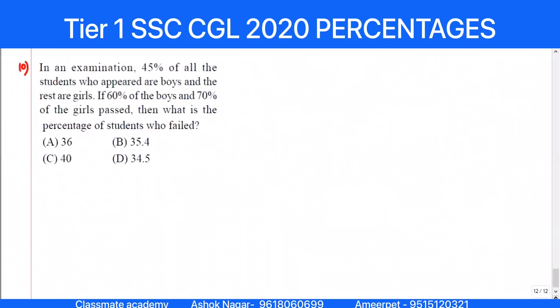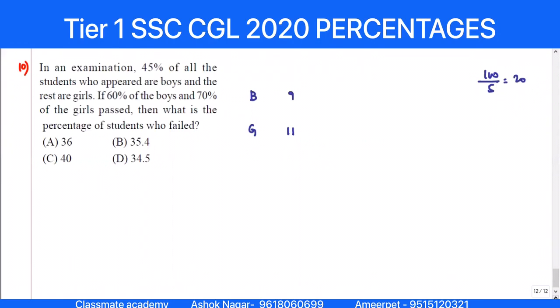In an examination, 45% of all students who appeared are boys and the rest are girls. 45 means divided by 5, how much will it be? If 9 parts are boys, how many parts are girls? 100 if you divide it by 5, always remember it is 20. 45 if you divide it by 5, it is 9. Remaining 11 is girls. I can say 45 and 55. So 9 parts are boys and remaining 11 parts are girls.